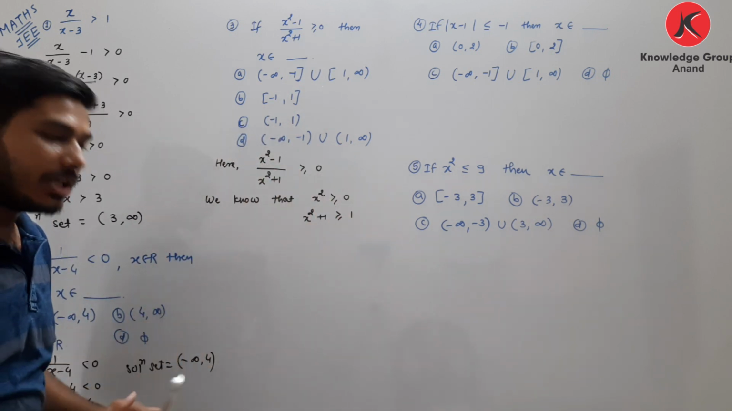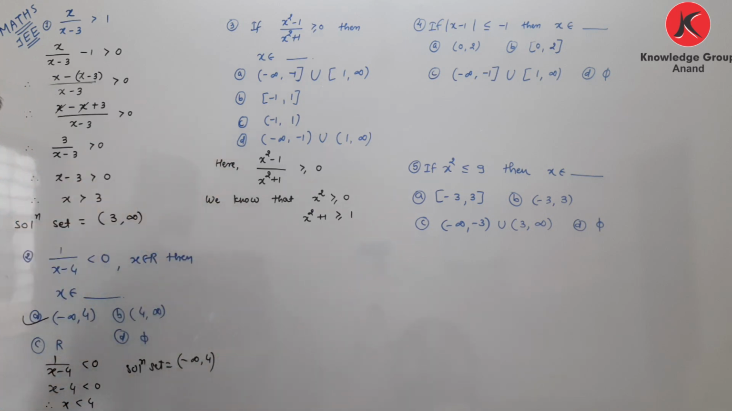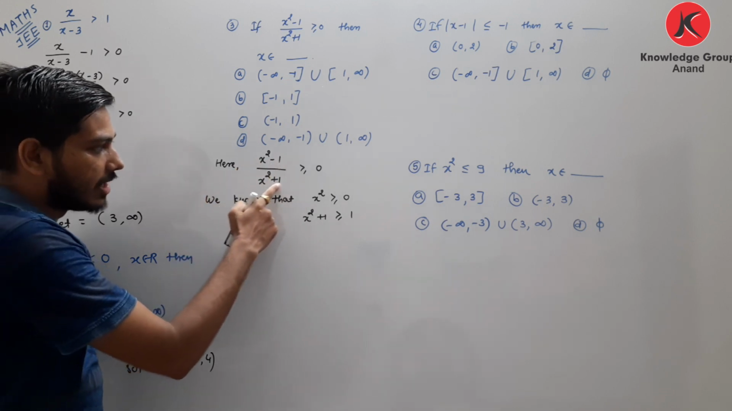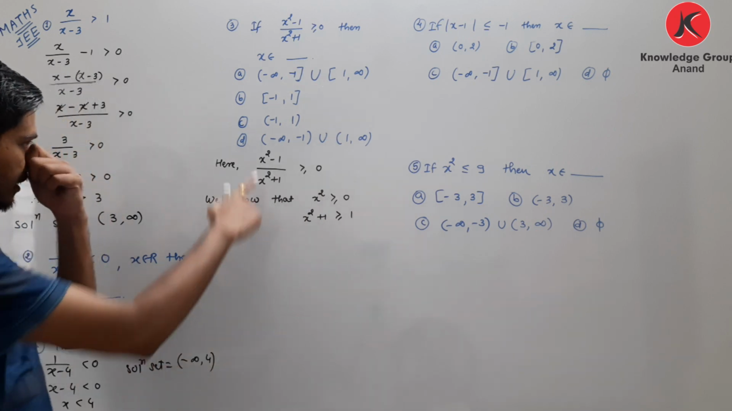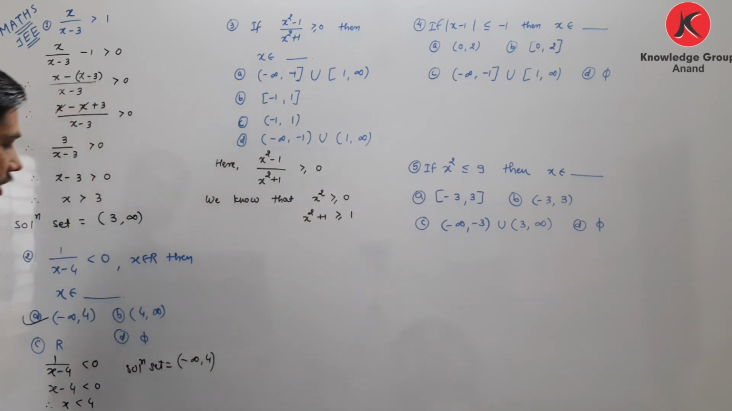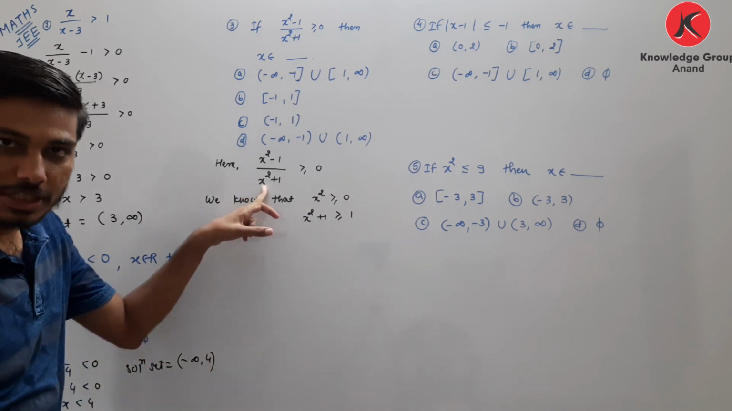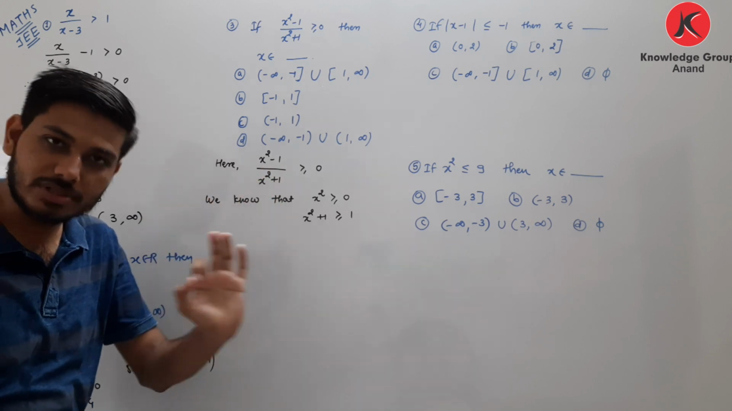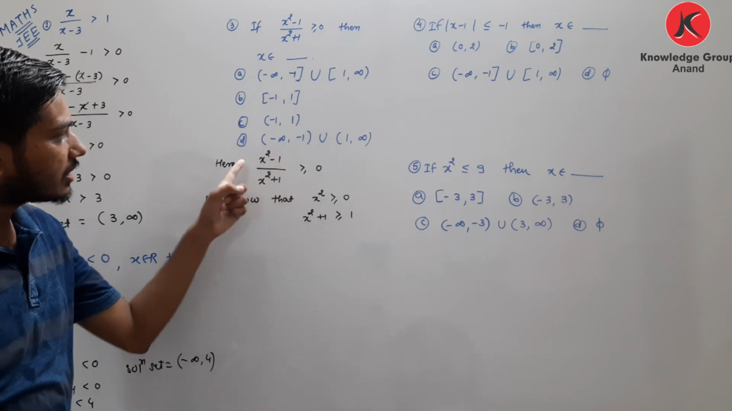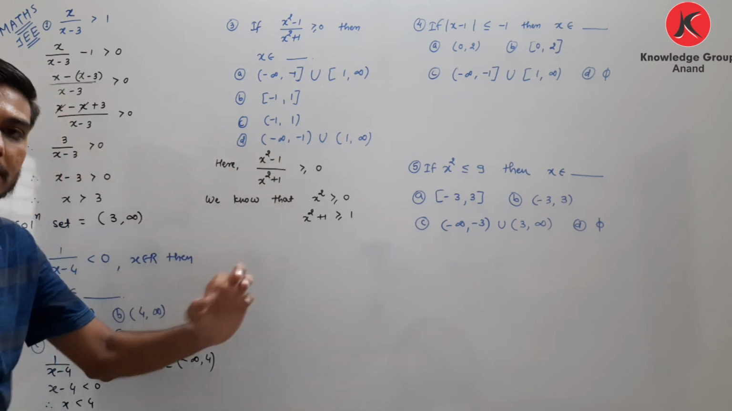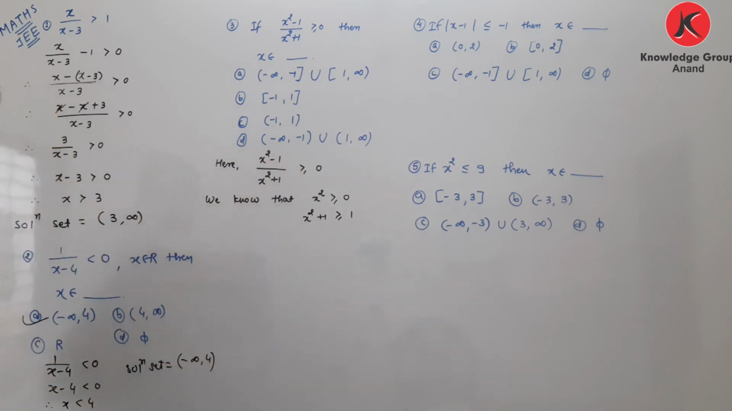If you don't want to multiply, then we can directly understand this logic also. x square minus 1 divided by x square plus 1: this ratio must be positive or equal to 0. Now see here, x square plus 1 is a positive term, that means the denominator is positive. Then if we want this ratio positive, the numerator must be positive because the denominator is positive. So positive divided by positive is positive.